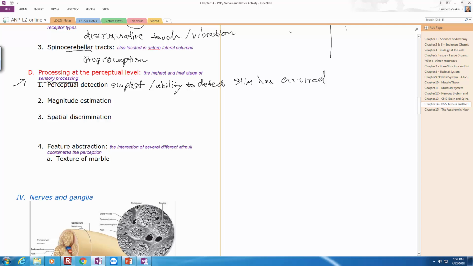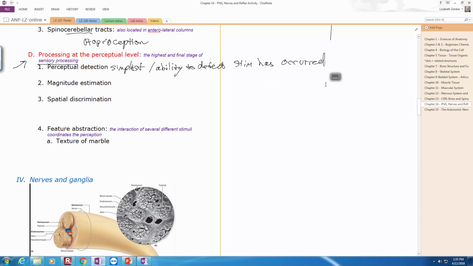So info got there, and before you were perceiving it, the RAS helped you with the perceptual detection. It decided, is this something I'm going to filter out, or is this something I'm going to make you aware of? Okay, so this is the simplest and first thing that happens. Something touched you, essentially. Hopefully not inappropriate touching, but anyway.